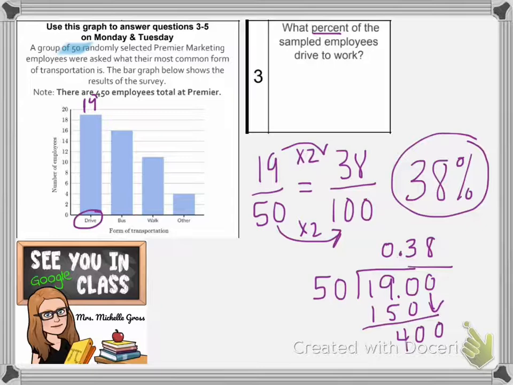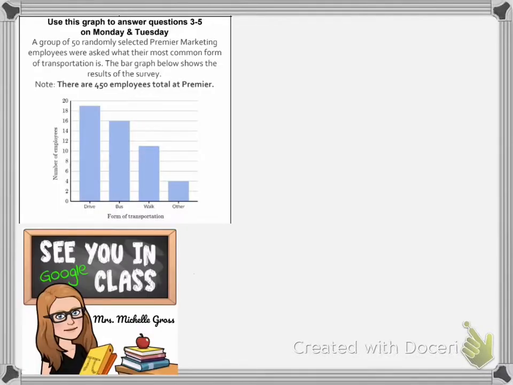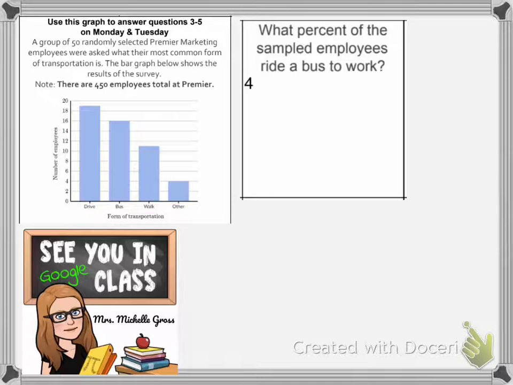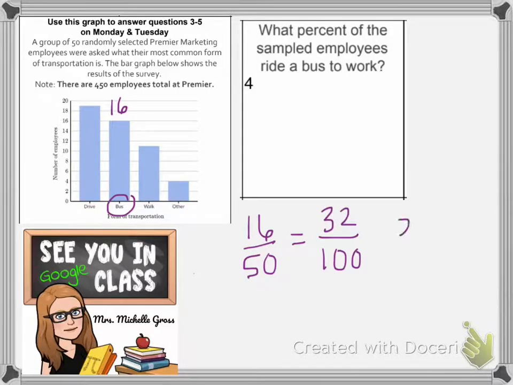All right, let's move on to question number 4, which is slide number 3. Question number 4 says, what percent of the sampled employees ride a bus to work? So it's the same graph that we're reading, but now we're asking about the bus. And looking at the bus, it looks like we have 16 employees that ride the bus, and again, that's 16 out of 50. So you could do it the same way. You could figure out of 100 how many that is, and 16 times 2 is 32, and we can say that 32%. And remember, you could also use division to find that.